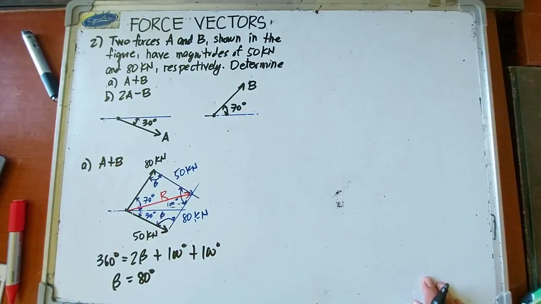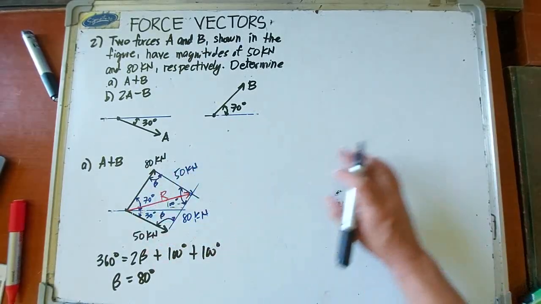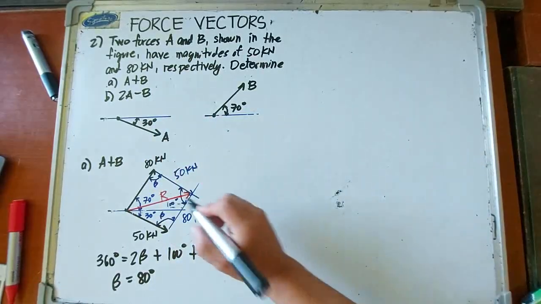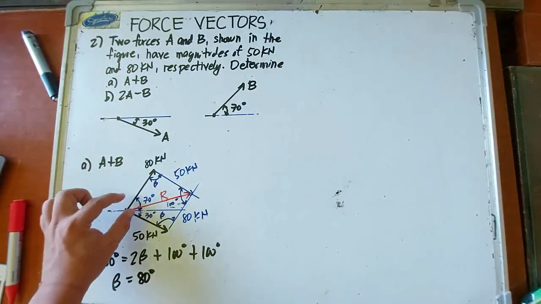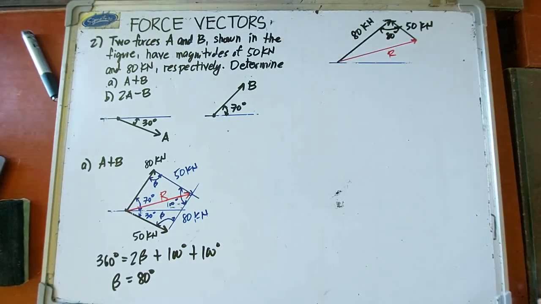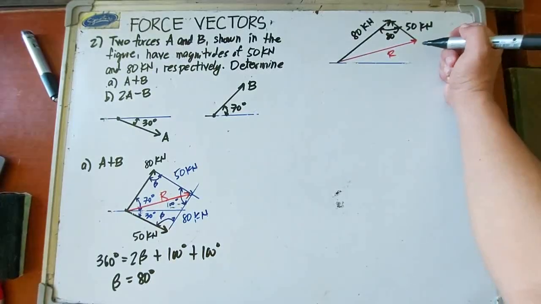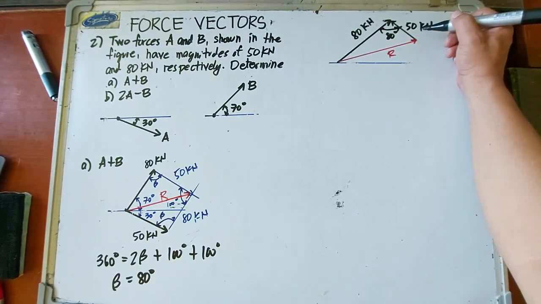So angle beta is 80 degrees. We can isolate since these two triangles are similar. They're actually the same. We can analyze either of the two triangles and solve for the resultant using trigonometric functions or identities. This time, let's isolate the upper triangle since we have considered the lower triangle earlier. So we have isolated the upper portion of the parallelogram. Make sure to label everything so you don't get confused.